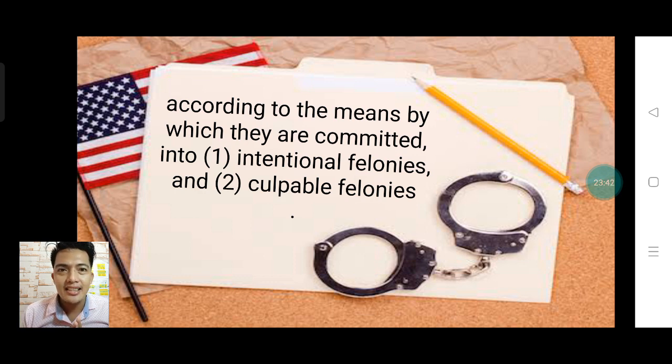Now, on intelligence. What is intelligence? Of course, you can distinguish right from wrong if you have intelligence. But if you are a minor, or insane, at the time of the commission of the crime, of course you are not mentally sane. Meaning to say, you do not know what you did. Therefore, you are exempted from criminal liability, and you are not liable for intentional felonies.